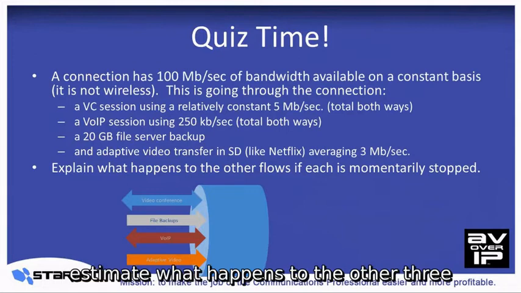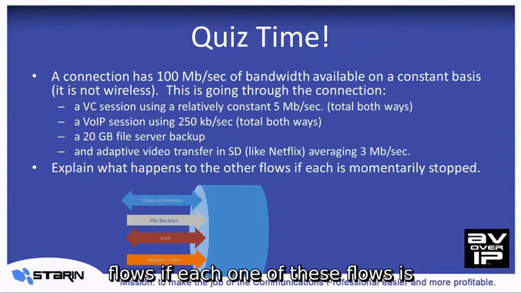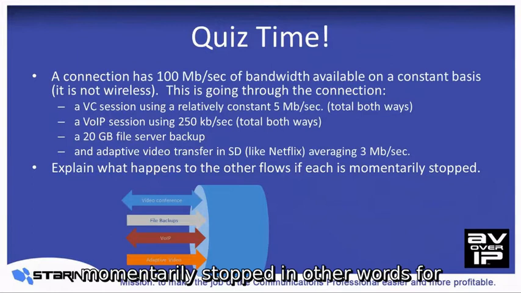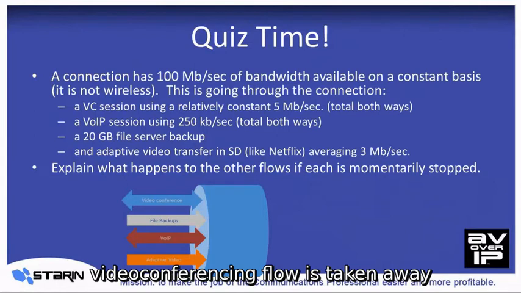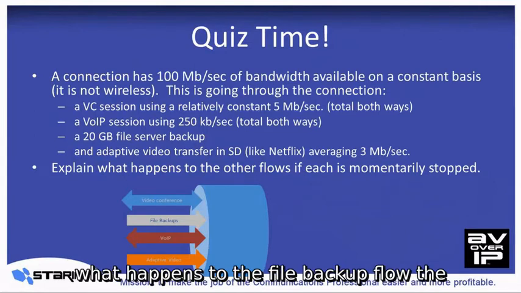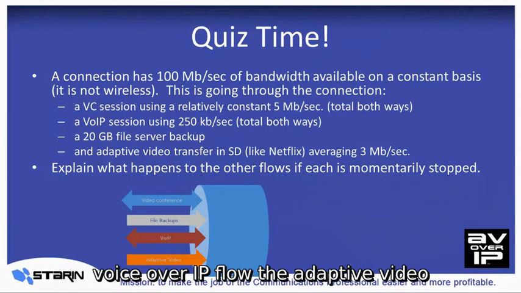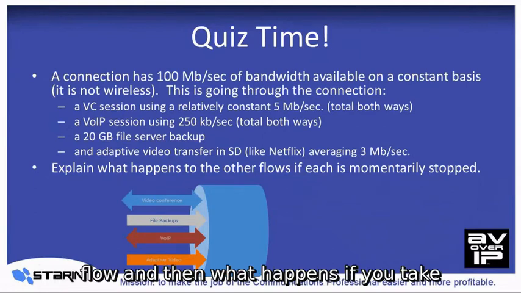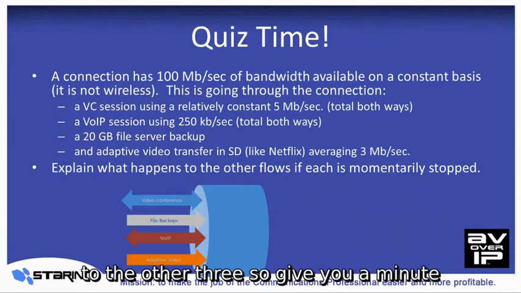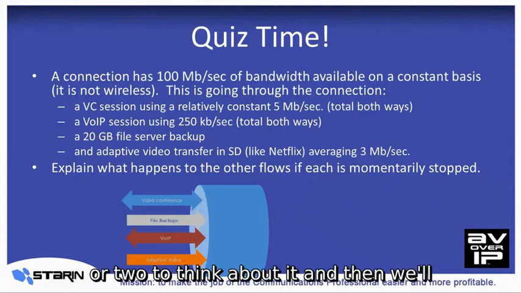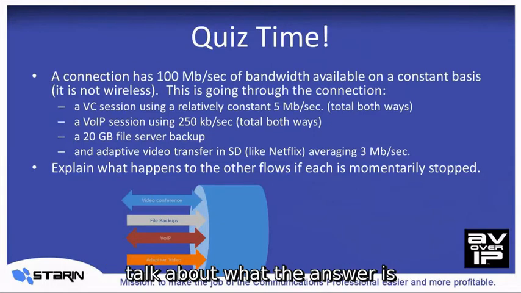The problem is to estimate what happens to the other 3 flows if each one of these flows is momentarily stopped. In other words, for example, what happens if the video conferencing flow is taken away? What happens to the file backup flow, the voice over IP flow, the adaptive video flow? And then what happens if you take out the file transfer flow? What happens to the other 3? So I'll give you a minute or two to think about it, and then we'll talk about what the answer is.